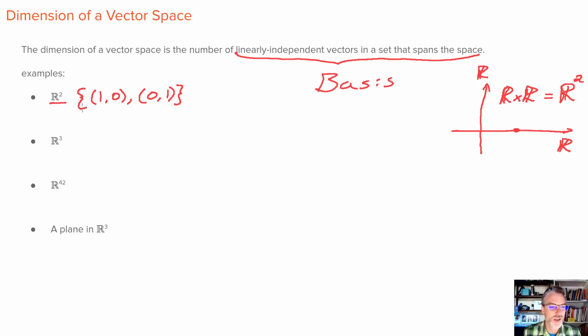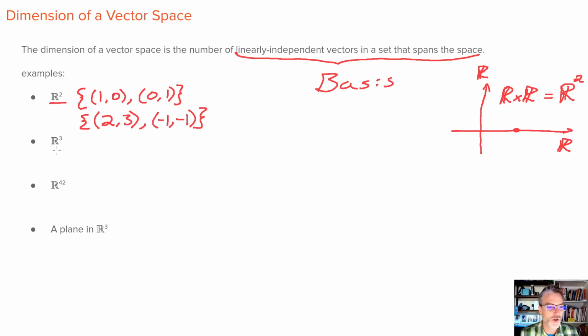Okay, back to the bases. So this is the one basis for R2, but you could come up with any other basis. You could come up with any set that is linearly independent and spans the entire space. Okay? Something like this, for example. So you can't write one of these vectors in terms of the other one, but you can write any vector in R2 as a linear combination of these two.